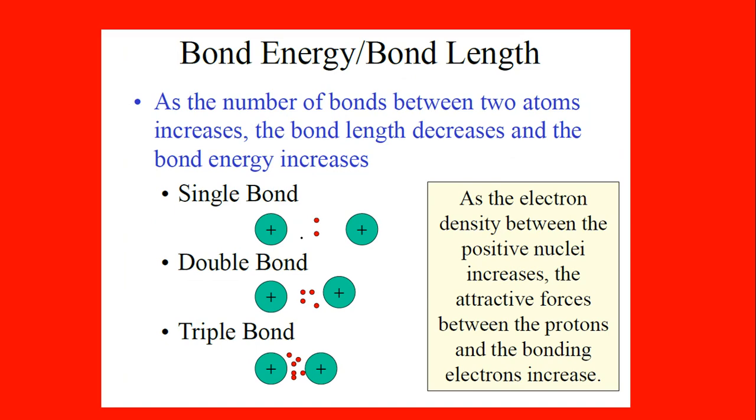As the number of bonds between two atoms increases, the bond length decreases. So you can kind of see what the electrons are doing in the middle between a single, double, and triple bond. And you can also see that as there's a triple bond, the bond length is much different.